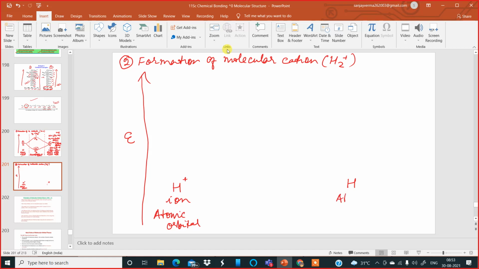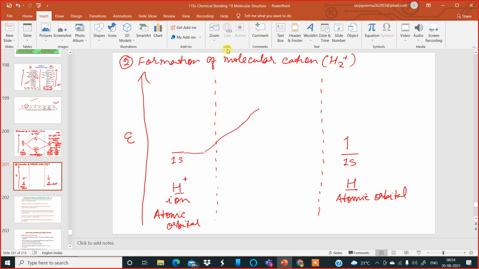So this is also atomic orbital. Then slightly above this, I'll make the atomic orbital 1s, over here also 1s. The hydrogen ion doesn't have any electron, so there is no electron over here. But in the case of hydrogen atom, there is one electron. Now I'll draw dotted lines like this over here. Here also dotted lines. Now I will combine the atomic orbitals and make molecular orbitals this way.